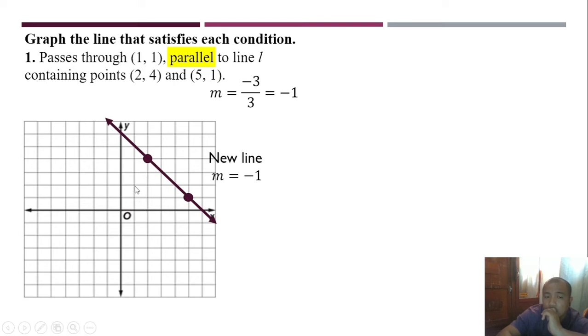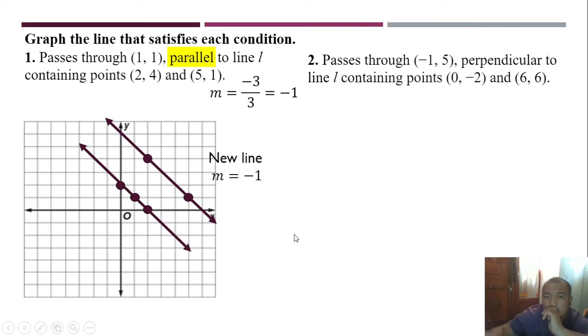Then, use rise over run to plot it. So, one point is here, 1, 1. Then the other points, 1 over 1, 1 over 1, here. So, they are parallel.